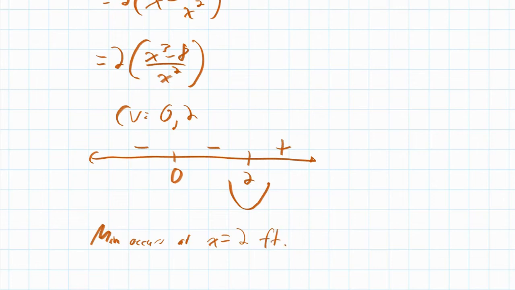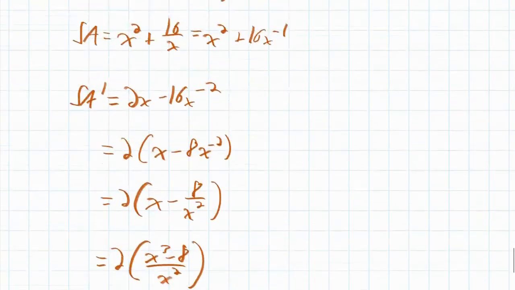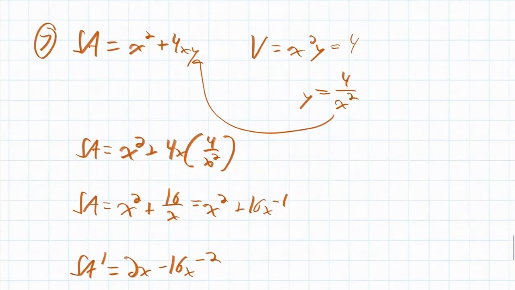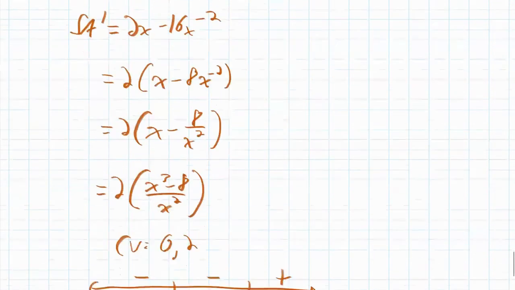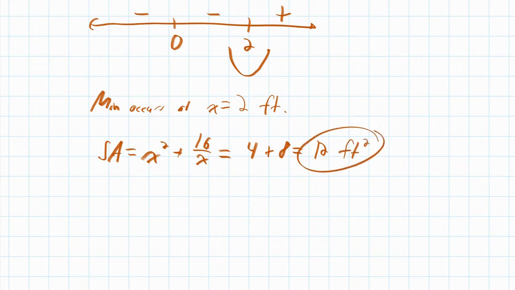It wants what the actual minimum surface area is. So this is a new kind of problem-ish, because I want to actually plug it back into the surface area equation. So way up here, let's do this version, x squared plus 16 over x. So that would be equal to 4 plus 8, or 12 feet squared.